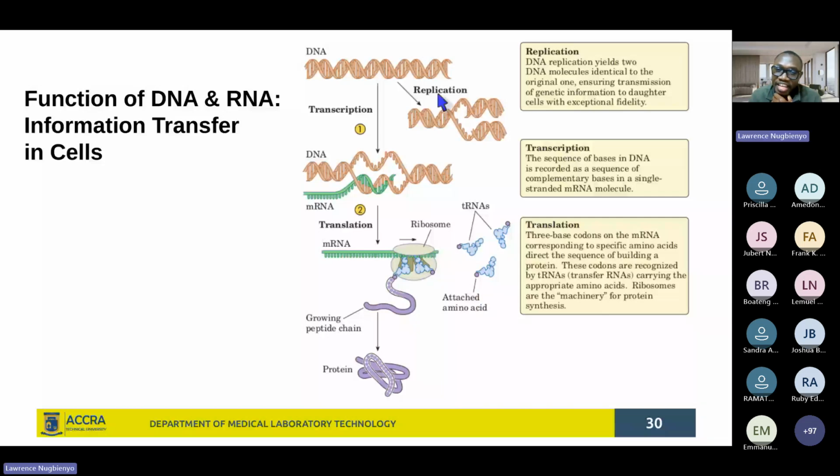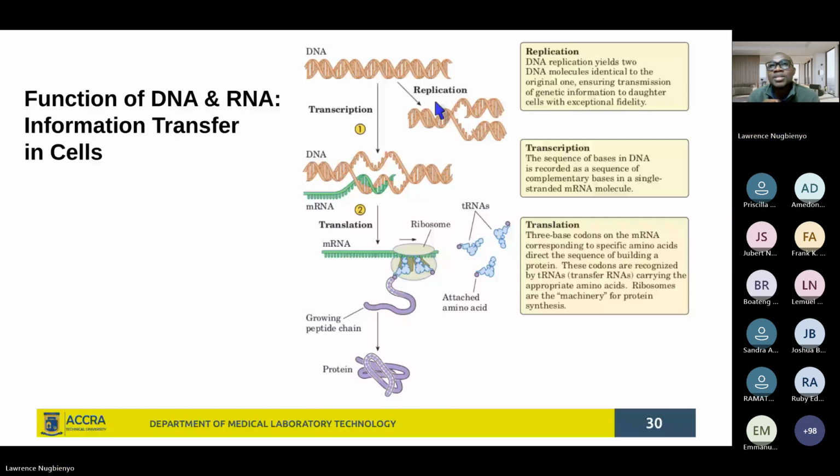The first is replication. This is where out of one DNA molecule, you have a new molecule being produced. So one DNA molecule yields a new DNA molecule. So it's more like a DNA molecule giving birth to another DNA molecule. So we'll look at that process of replication, how that occurs.